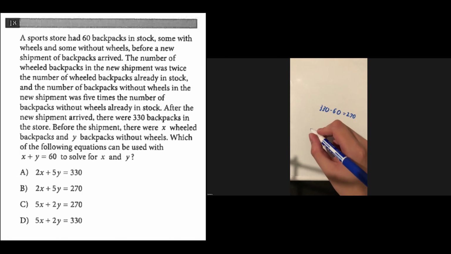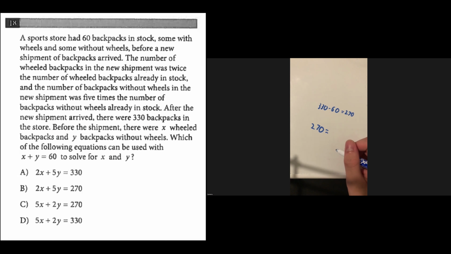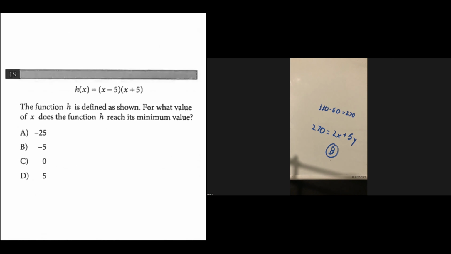So our answer choice has to have 270 as the total. Then it says the number of wheeled backpacks was twice the number of wheeled backpacks in stock. And so X is wheeled backpacks, so 2X plus, and then it says the number of backpacks without wheels was 5 times the number of backpacks without wheels in stock. So 5Y. 2X plus 5Y equals 270, which is answer choice B. Okay, question 19.